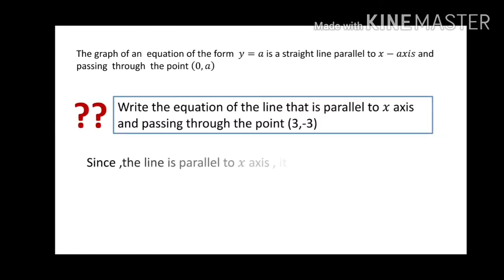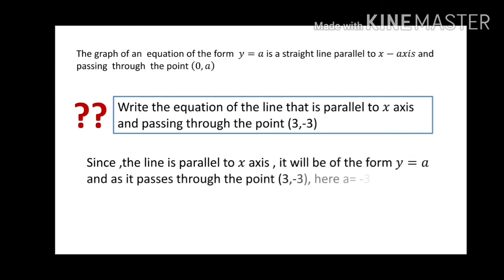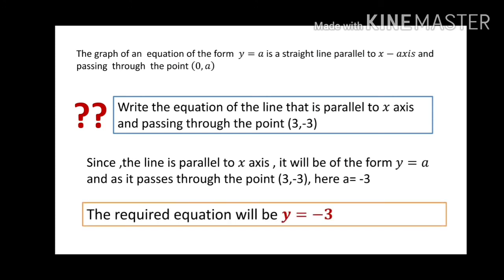So we can have a question like this. Suppose we have to write the equation of a line that is parallel to the x-axis and passing through the point (3, -3). Since it is parallel to the x-axis, it will be of the form y equals a. And since it passes through (3, -3), here a is equal to -3 because -3 is the y coordinate. So the required equation will be y equals -3. So y equals -3 is the line that is parallel to the x-axis and passing through (3, -3).